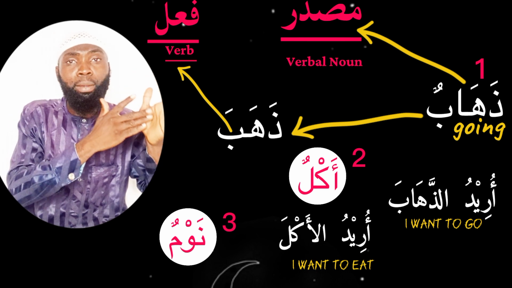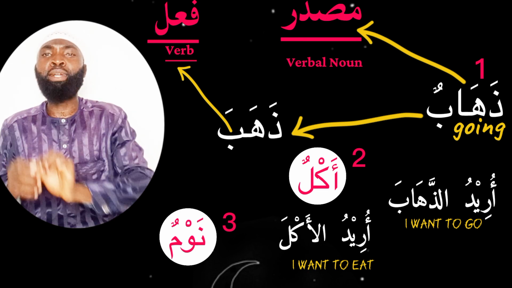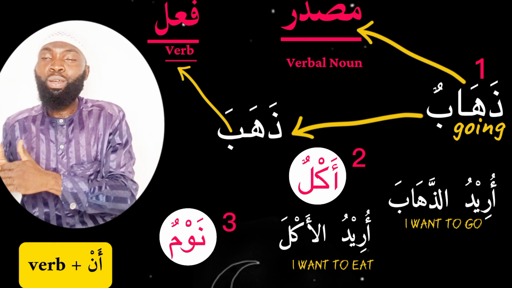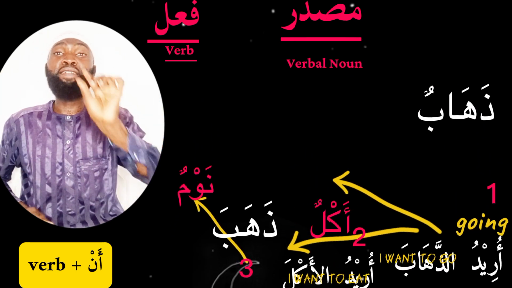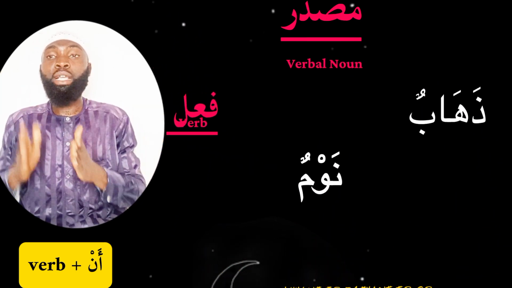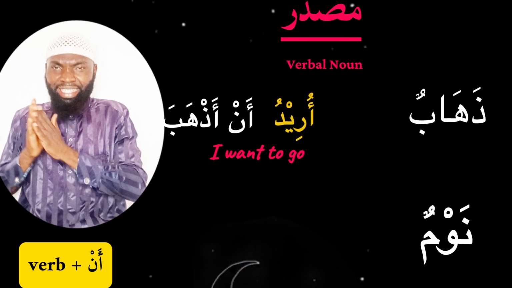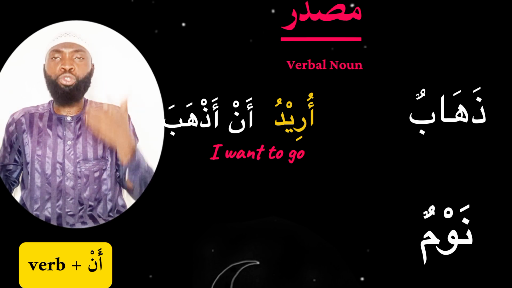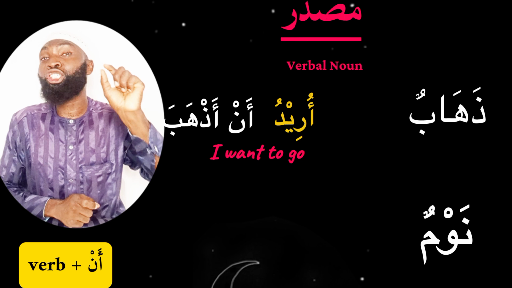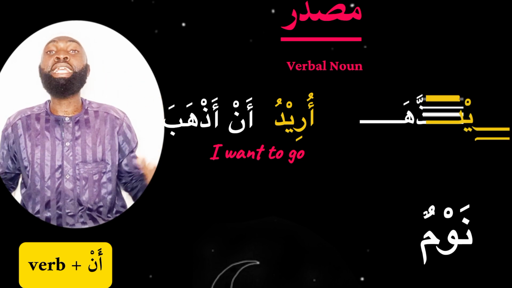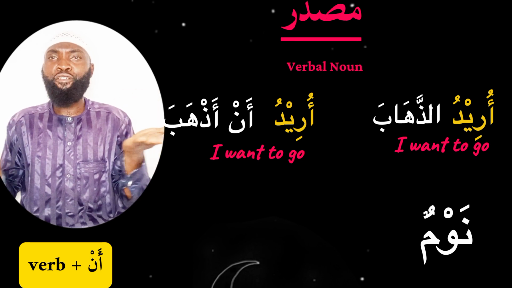Now, the same meaning that these words convey, we could convey with a verb by simply adding "an" to a present tense verb. Let me give you clear examples. The first example I will give you, I will simply say uridu an adhaba. I want to go. This is the meaning. To convey this using the verbal noun, the masdar, which I've just shown you, I can simply say uridu dhahaba. I want going, which means I want to go. We are conveying the same meaning.